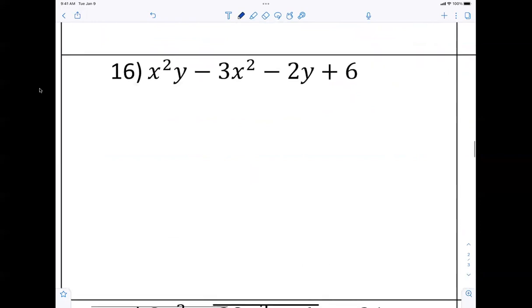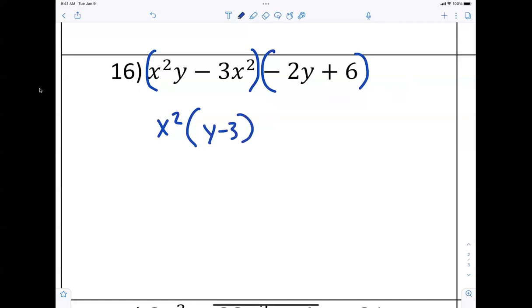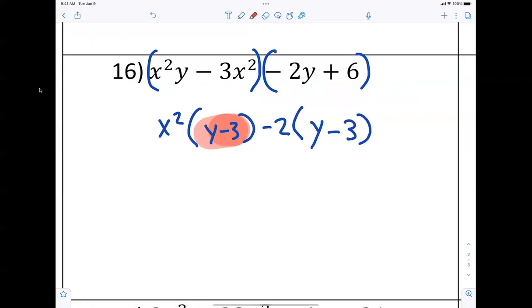All right, here we go. 16. What's common? X squared. What's left behind? Y minus 3. What's common? What kind of 2? Negative 2. What's left behind? Y minus 3. It's always going to be the same. That's why I tell kids be extra careful with the first one.